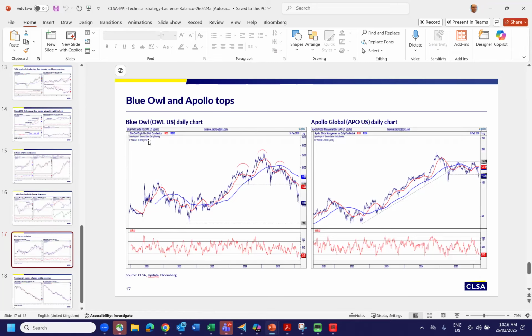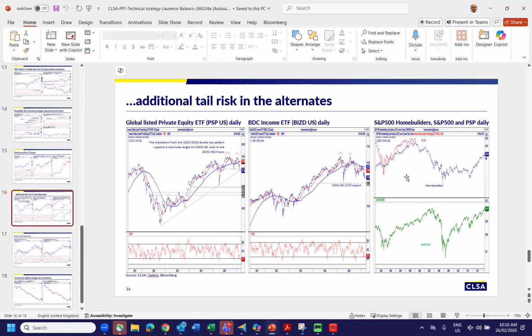Okay, so this is a flag in the tail risk, right? Well, this is the point that I'd make here. Remember, home builders peaked 12 months before the S&P did in 2007.